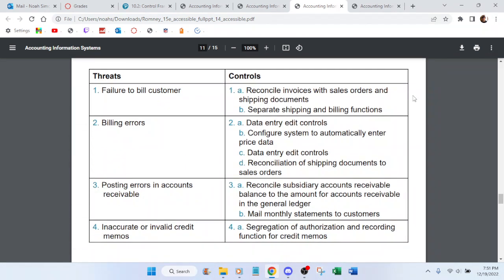Billing process, failure to bill the customer. Reconcile invoices with sales orders and shipping documents. Separate shipping and billing functions.